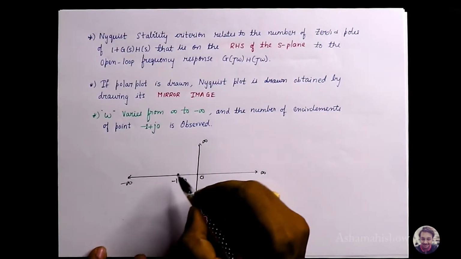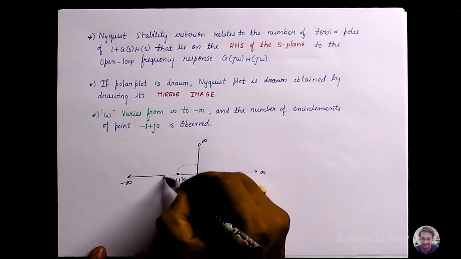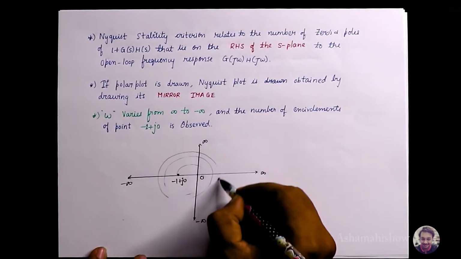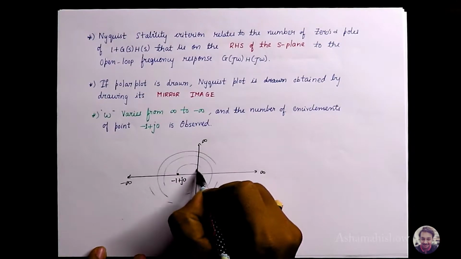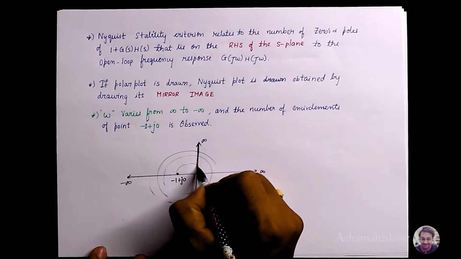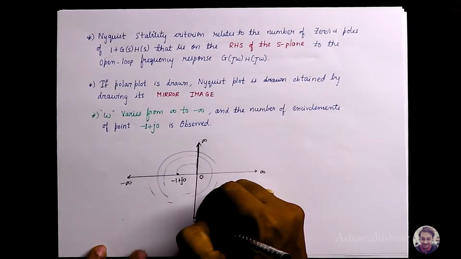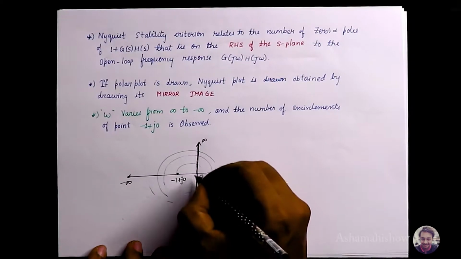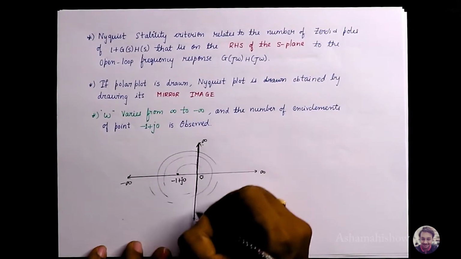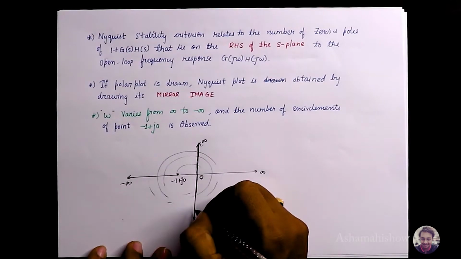So it is nothing but your encirclement. Your plot should encircle like this here, and your omega should vary from 0 to infinity at this point, like this. This is 0 to infinity, and minus infinity to 0 also. So your omega will be varying from infinity to minus infinity along the imaginary axis.